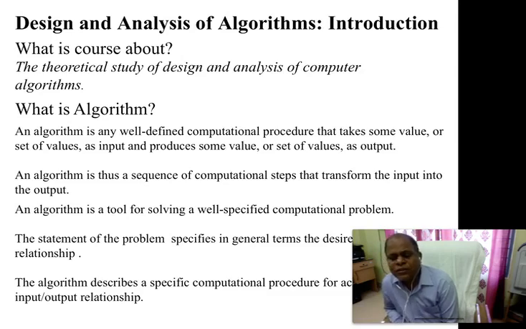Now, before starting the course, we have to know what the course is and what the importance of the course is. The course name is Design and Analysis of Algorithm. Hence, first, what is algorithm? As you have already become acquainted with many algorithms in your data structure, in your architecture, and also other subjects.